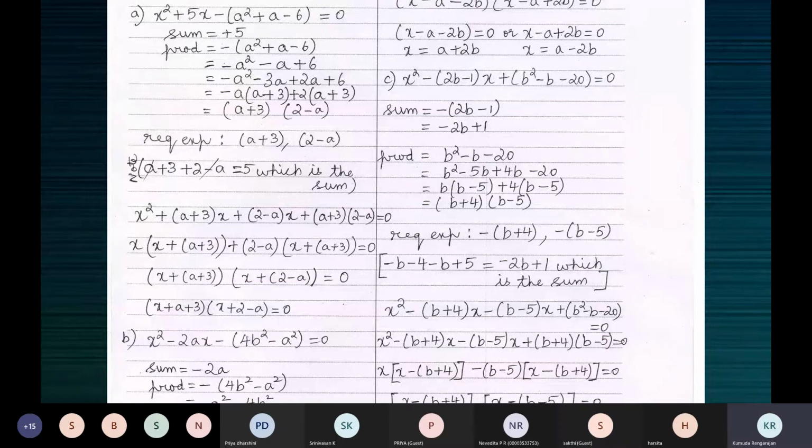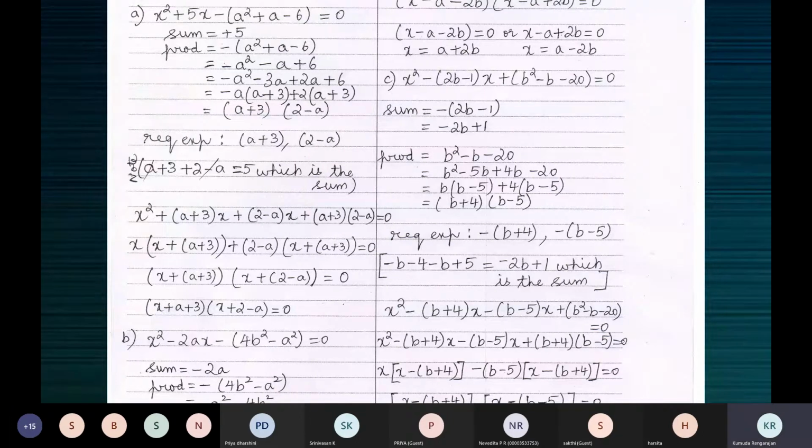Now your question may be why we are factorizing the product, which is minus a square minus a plus 6. With the sum as plus 5 and the product as minus a square minus a plus 6, we need to find two expressions that will give us the sum and product, and it's difficult to find a plus 3 and 2 minus a. It's difficult to find, and these expressions are unique. These are the only two expressions that can satisfy the sum and the product.